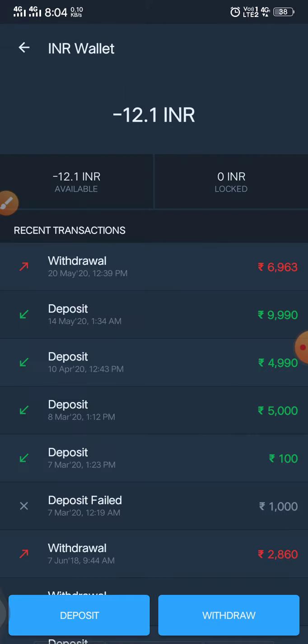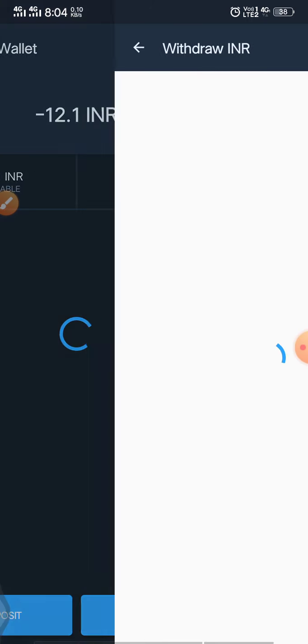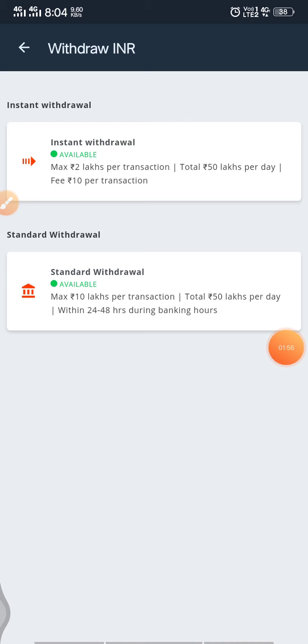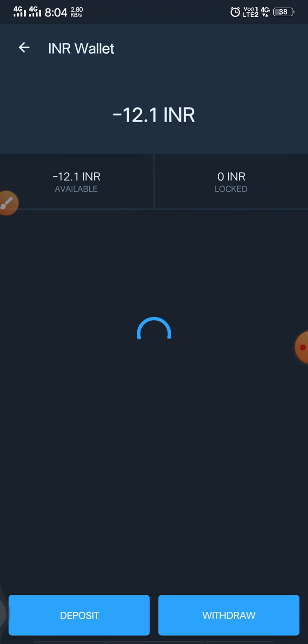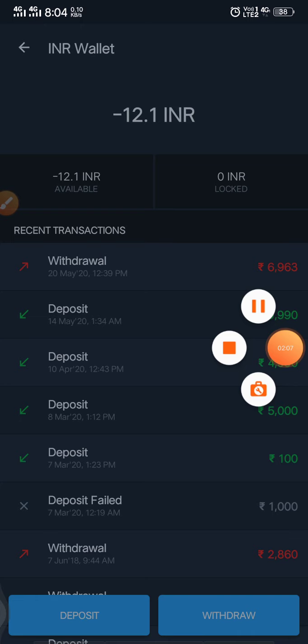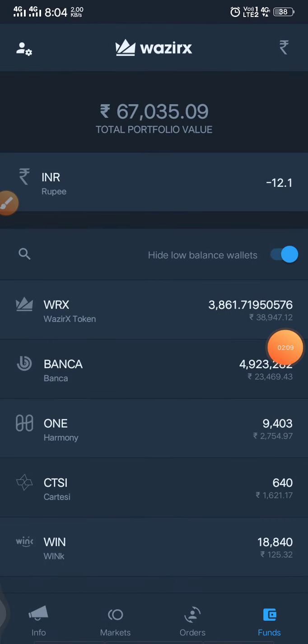Okay, and in the same way we can withdraw also, instant withdraw and standard withdraw. In the same way, instant withdraw will charge only 10 rupees and you can withdraw your money immediately at any time, 24 by 7 it is available. Okay, so let's move on to our STF and P2P options.